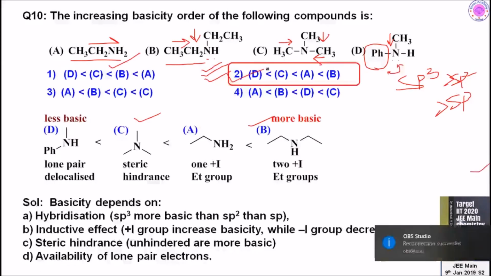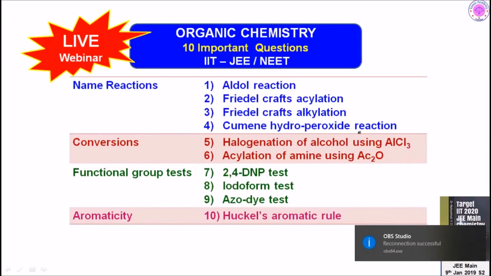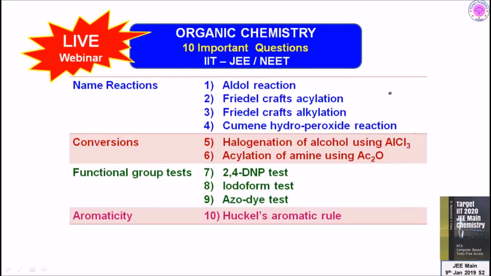Thank you friends, thank you for watching this video. All these questions actually appeared in the Joint Entrance Examination Main Chemistry 2019, that is the 9th January shift 2 paper. What are the questions? Aldol reaction, Friedel-Crafts acylation, Friedel-Crafts alkylation, cumene hydroperoxide, halogenation of alcohol using aluminum chloride, acylation of amine using acetic anhydride, 2,4-DNP test, iodoform test, azo dye test, Huckel's aromatic rule.